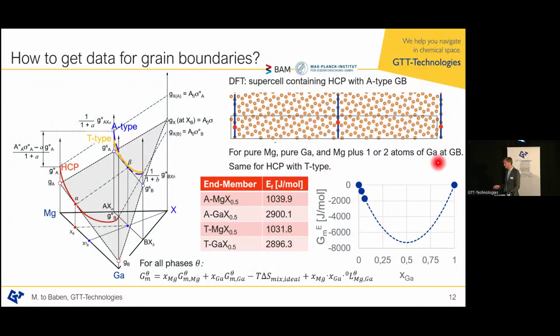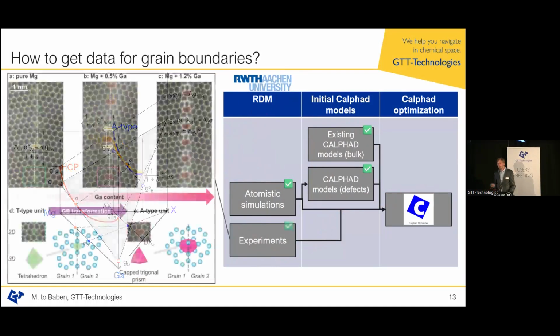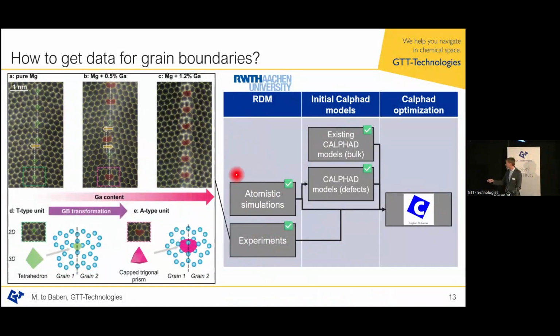And it's actually following a nice second order polynomial, so it's a simple regular solution model that we can apply here. We've done this for both, for the T-type and for the A-type. We actually haven't done it yet, but we have set up the atomistic simulations to get an initial Calphad model for the defect. We have an existing Calphad model for the bulk, and then we have experiments that are stored in a research data management system that Aachen University hosts, and we are working on automating all of that route to get into the Calphad optimizer.